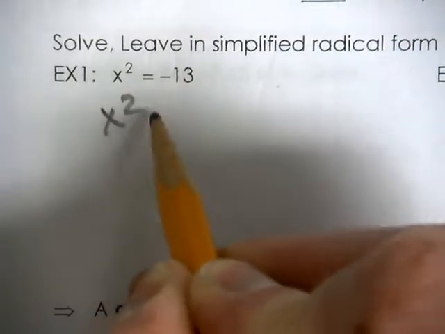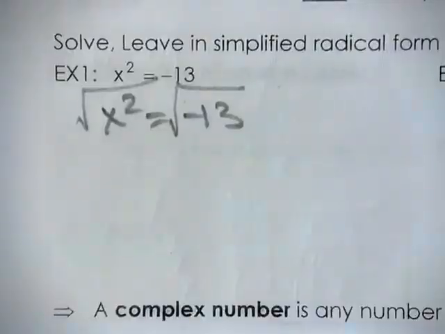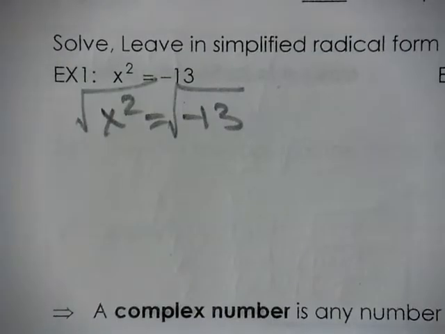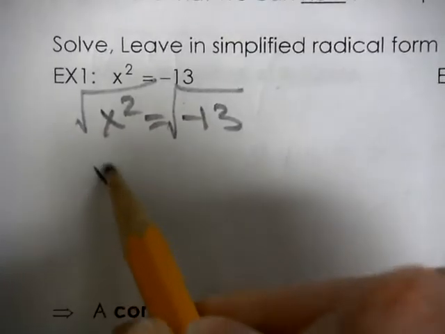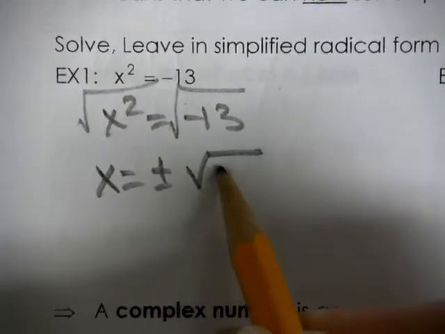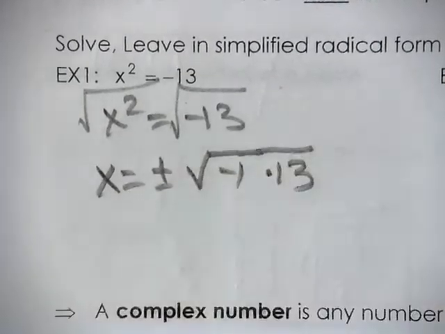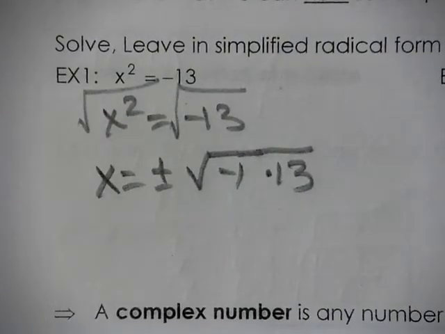Well, we have x squared equals negative 13. So to get rid of the square, we're going to take the square root. And when we do that, we get plus or minus the square root of negative 13. If you want to put the 13 and the negative 1 inside the same radical, you can. So negative 1 times 13, that is negative 13. We broke it up into two factors.